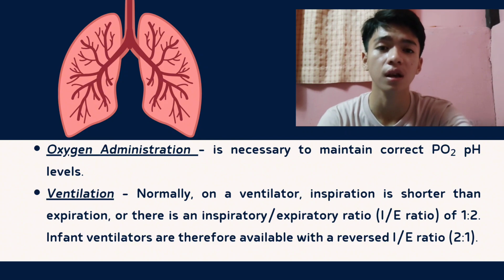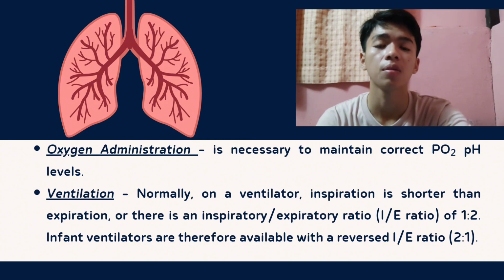Infant ventilators are therefore available with a reversed inspiratory and expiratory ratio of 2:1. These are pressure cycled to control the force with which air is delivered. High frequency, oscillatory, and jet ventilation are other methods of introducing oxygen to infants with non-compliant lungs.